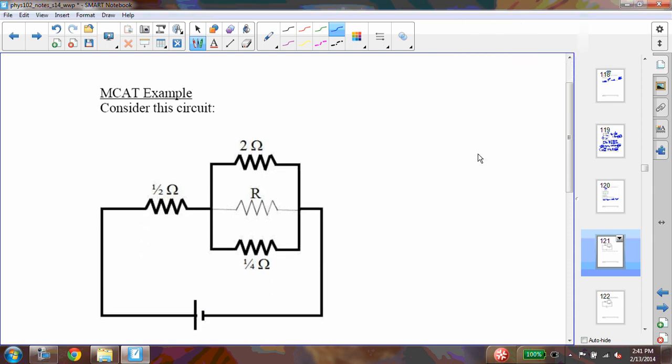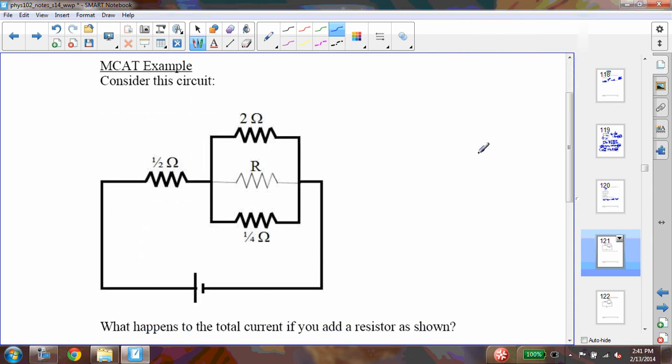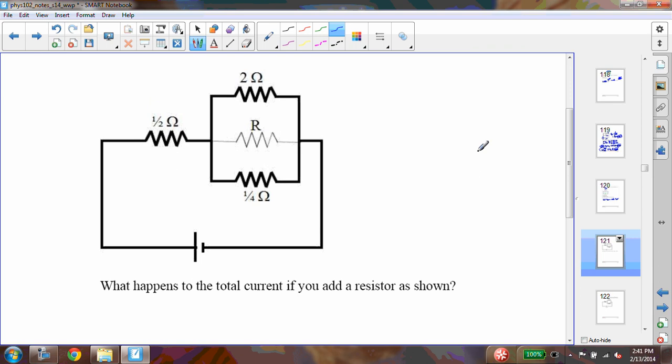All right, well, let's look at this example. This was an MCAT example. Consider the circuit. What happens to the total current if you add a resistor R as shown? What happens to the total current if I add this resistor here? And the total current, remember, that's the current coming off of the battery. What happens to that total current?